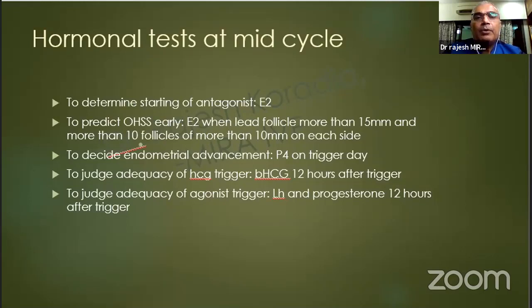The idea of doing hormone levels is to decide the endometrial advancement, that is, progesterone on the trigger day. Then, to judge the adequacy of the HCG trigger, beta HCG is to be done 12 hours after the trigger, which should be more than 5 units. To judge the adequacy of the agonist trigger, LH and progesterone are to be done 12 hours after the trigger. As we mentioned, the progesterone should be more than 3 and LH should be more than 15.